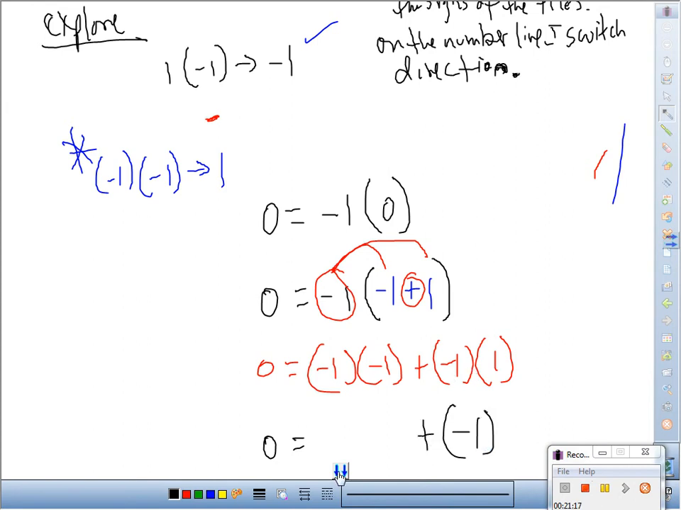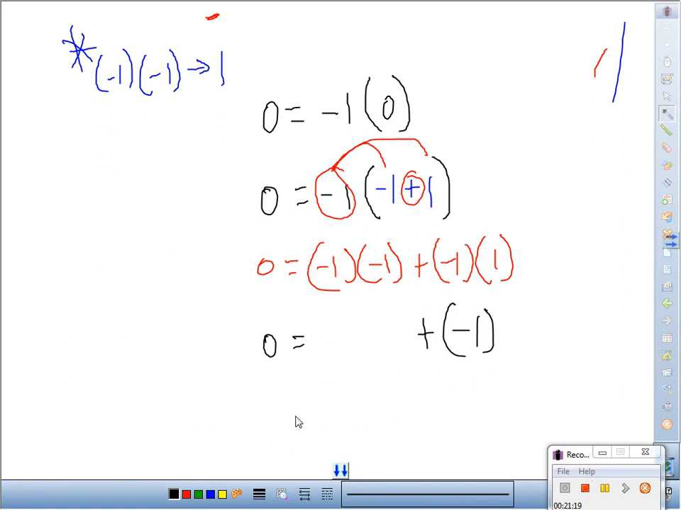Plus. Now let me ask you a question. Pay attention, please. Here goes the proof. What number plus negative 1 equals 0? Don't say it out loud. What number plus negative 1 is equal to 0? Tell your neighbor, please.